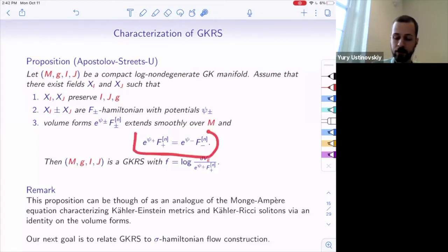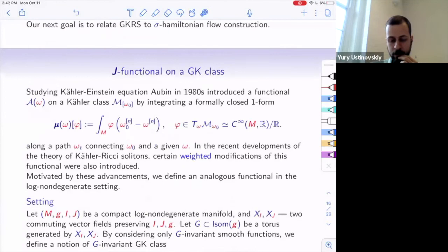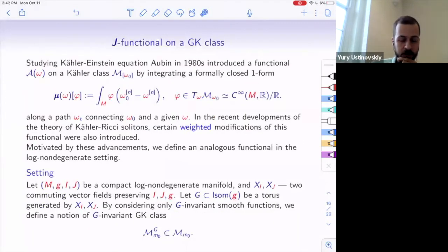So now we have an analog of this in generalized Kähler geometry as well. Again, at least under some assumptions. So whether we can drop them or not, it's another question. So our next goal is to relate this interpretation of solitons to the Hamiltonian flow construction. So maybe I'll just go briefly over that.